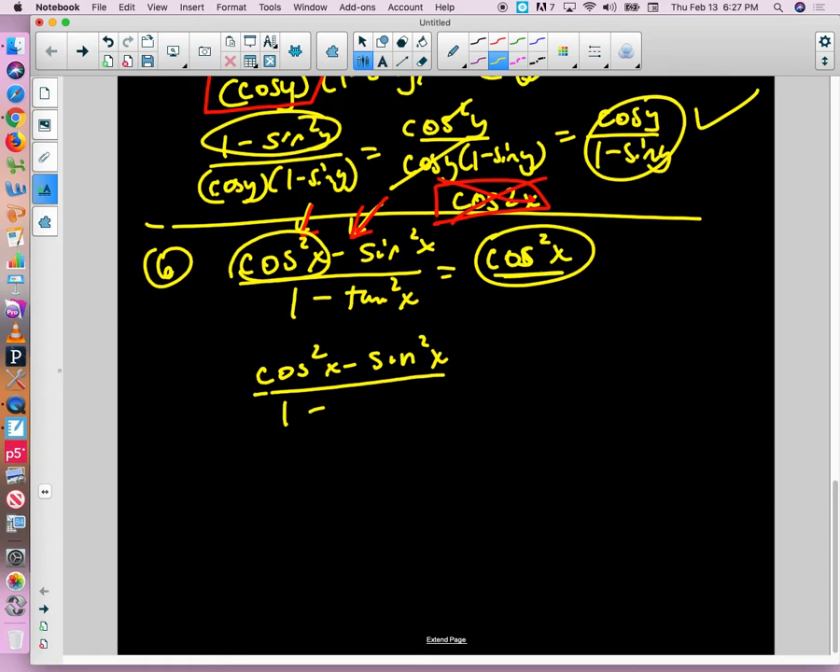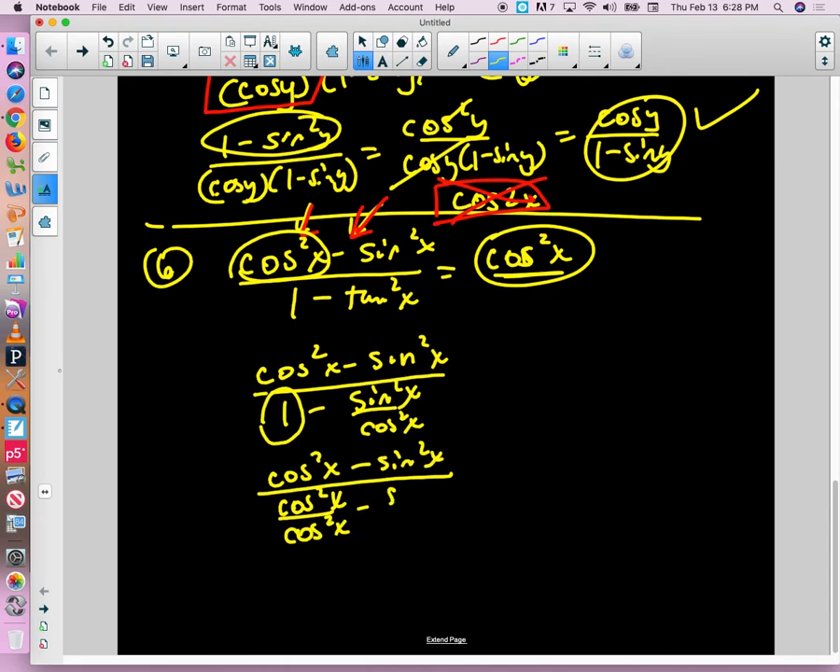And I'm going to change tangent squared to sine squared over cosine squared. All right, and now I'm going to get a common denominator on the bottom. So I'm going to change this to cosine squared over cosine squared. All right, so it's logical. Change tangent to all these words. And then I've got to subtract, so I needed a common denominator. So I'm just kind of following the flow of the problem and see where it takes me.